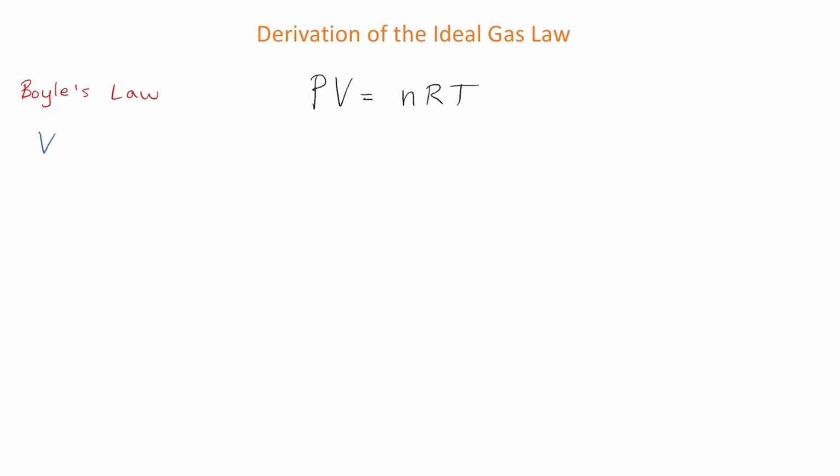Boyle's law taught us that volume and pressure are inversely proportional. So we can write that V is proportional to 1 over P. That represents their inverse relationship.